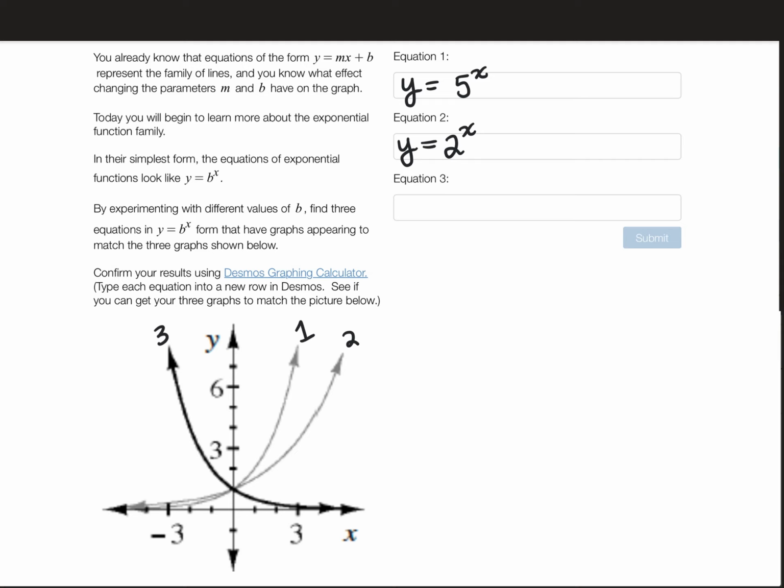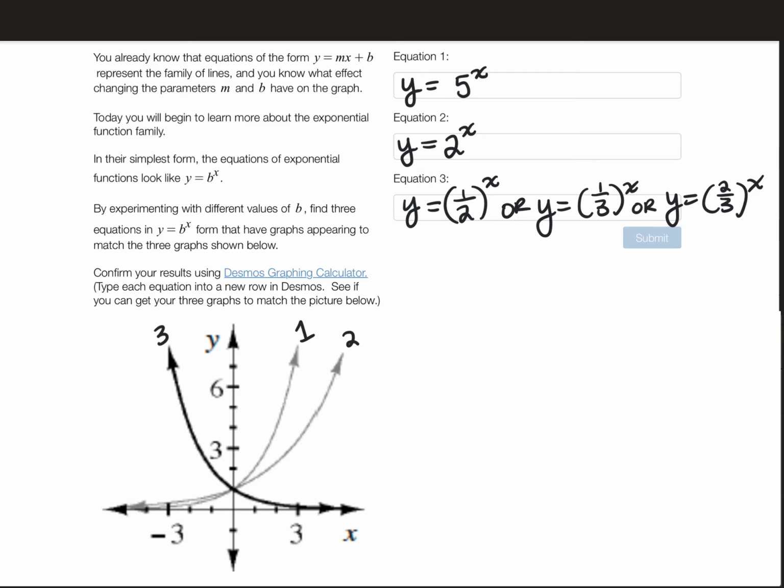Now, equation 3 is a reflection, where instead of increasing, we see our values decreasing. So that would mean our base, b, would have to be something smaller than 1, but greater than 0. So maybe, let me write that a little bit better, 1/2 to the x power. You could have had something like y equals 1/3 to the x power, or y equals 2/3 to the x power. Any of those would work.